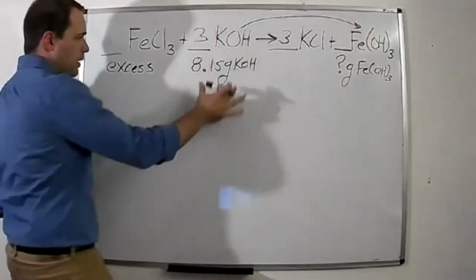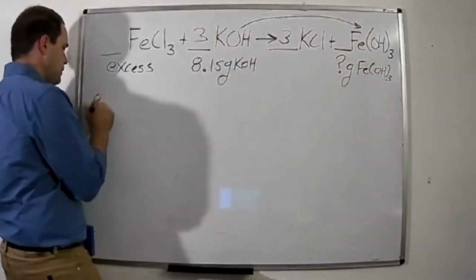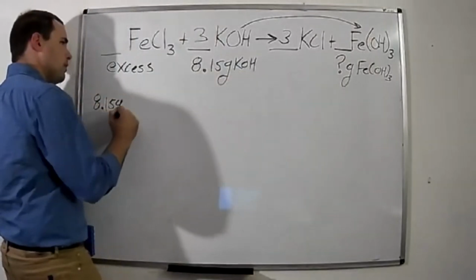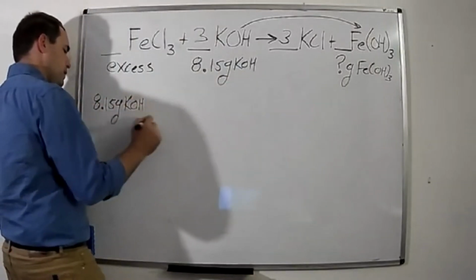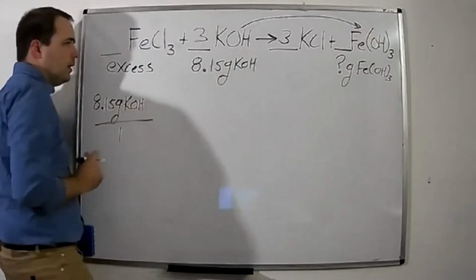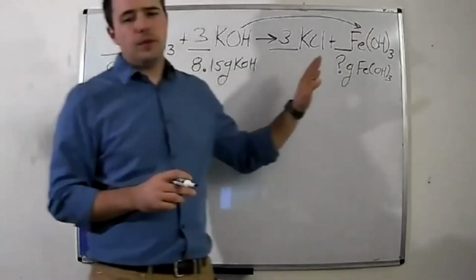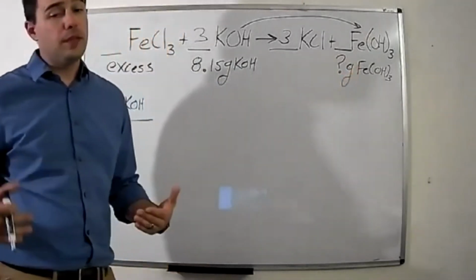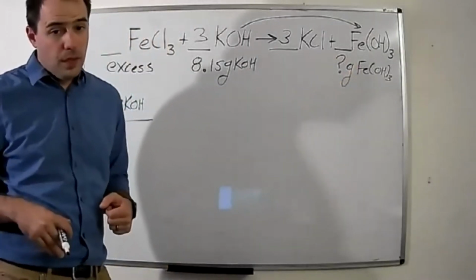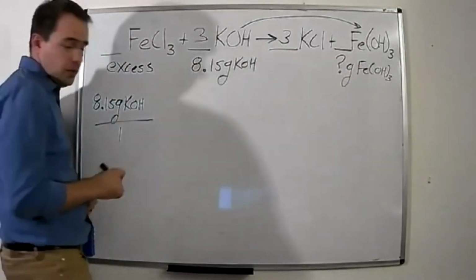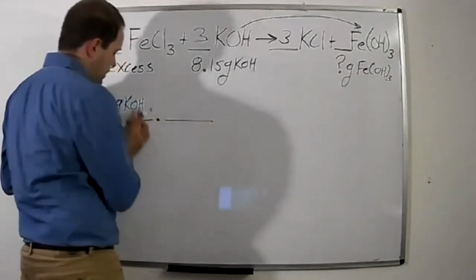All right, so we're going to start with 8.15 grams of KOH over 1. Now I would like to jump from here to here, but I cannot jump until I'm in moles. Cannot jump until I'm in moles. So I need to get rid of grams.